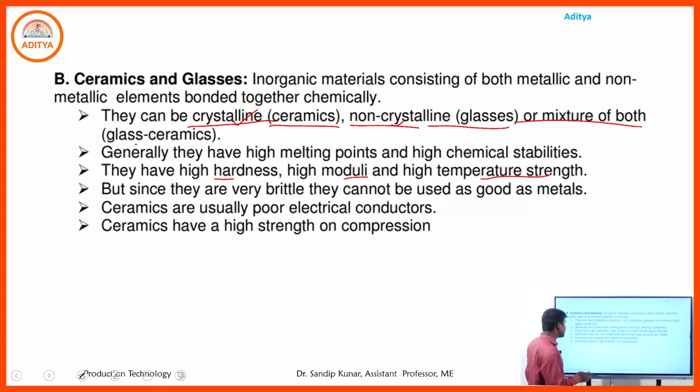Ceramics are usually poor electrical conductors, so they are not used in electrical sectors. Sometimes that type of material is used as an insulator. And ceramics have high strength against corrosion, which means corrosion resistance properties are also available in ceramic and glass materials. Those are some properties of ceramics and glasses.